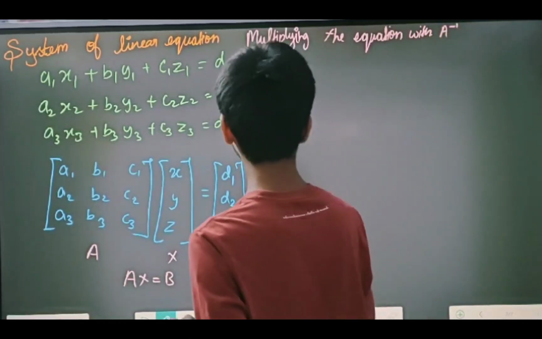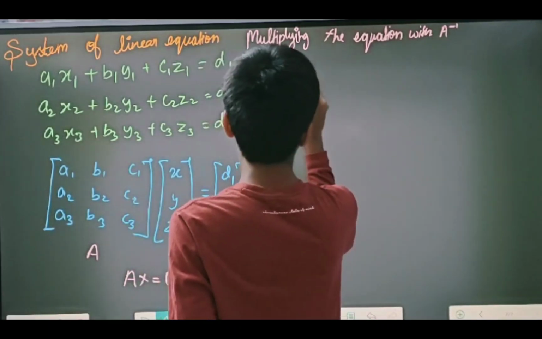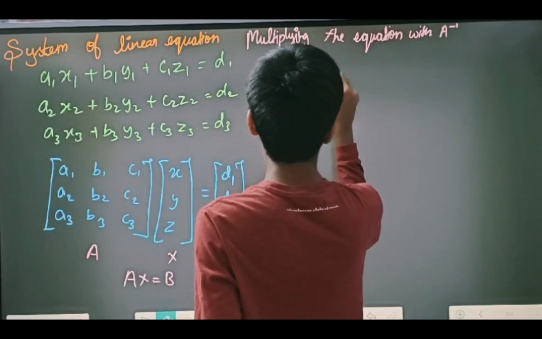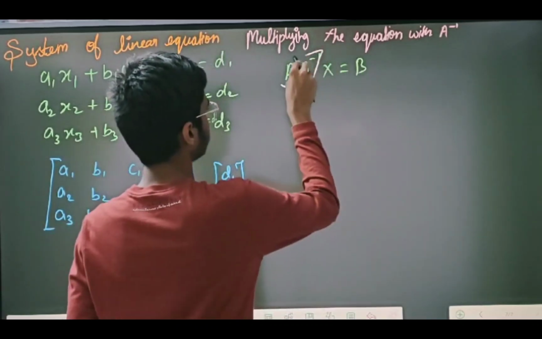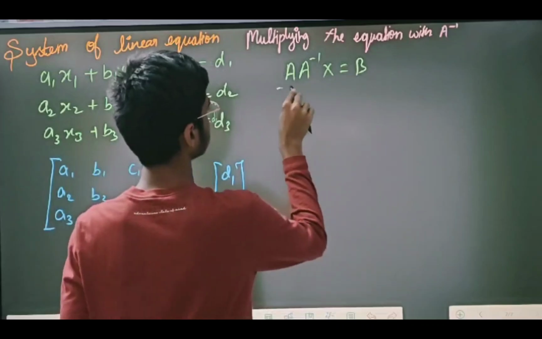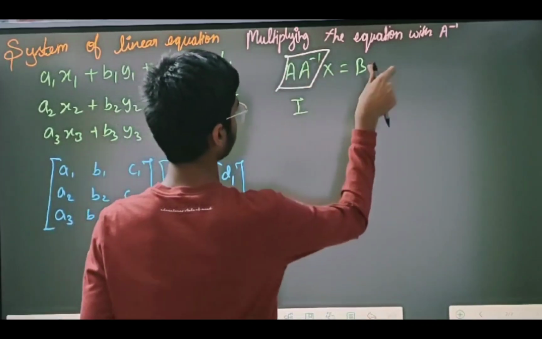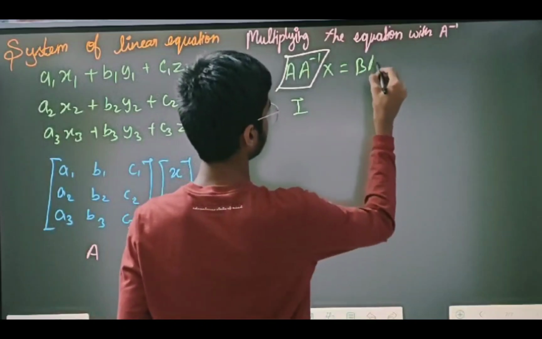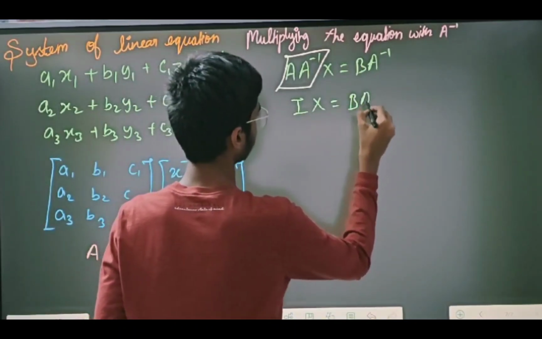Okay, with the A inverse, that means A into A inverse X is equal to B. Okay, so this total is going to be I, and here it's going to be A inverse. So I X is equal to B A inverse.